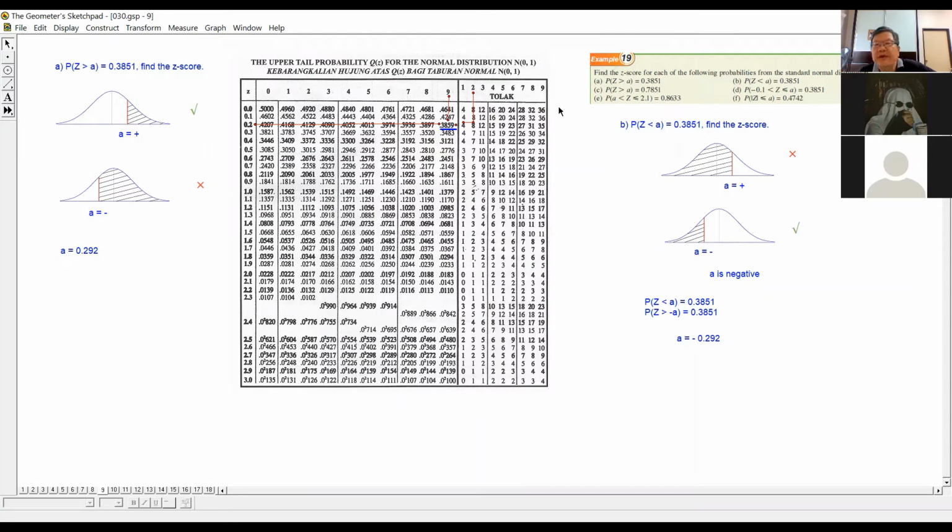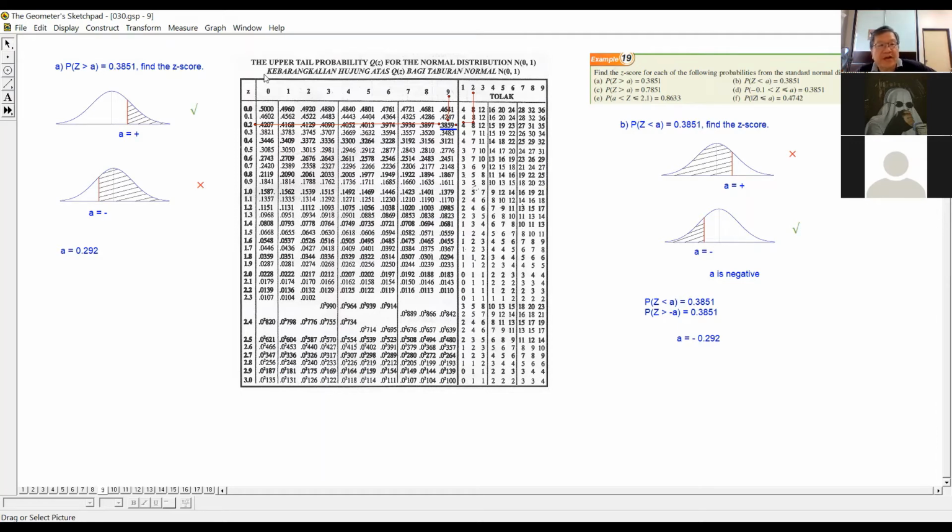Now question B is the same as question A. The number is the same only. Question A says Z greater than A. Question B says Z less than A. We start with Z less than A is the same number, 0.3851. But the graphs look different.